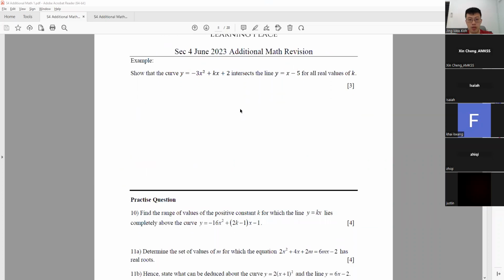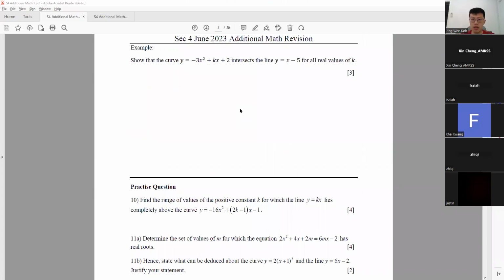Okay, next. So what's the difference between this question and just now the question? Just now the question is find the range of value of k, meaning only a few values of k will satisfy that they will not intersect. This question is show that they will intersect no matter what value of k you have. That means you are not trying to solve your inequality. You're trying to show that they are always positive. You're not trying to solve. So a show question is different, but then still the same thing.